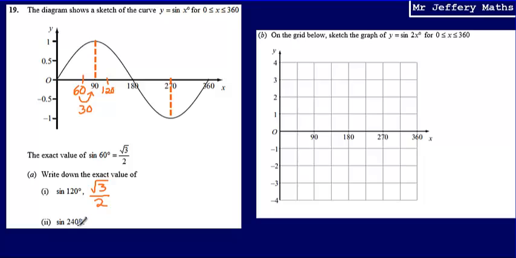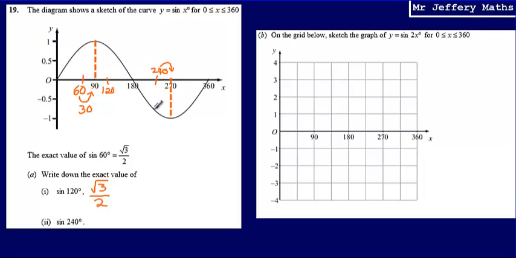Now if I look at sine 240, well that's over here. And again, this is just a little bit about symmetry. This wave between 0 and 180 is just repeated between 180 and 360, but for negative values. So if I look at my original value that I was given and see how it links to sine 240, I can see that this is again 30 degrees away from 270.